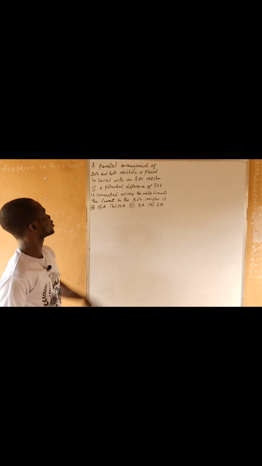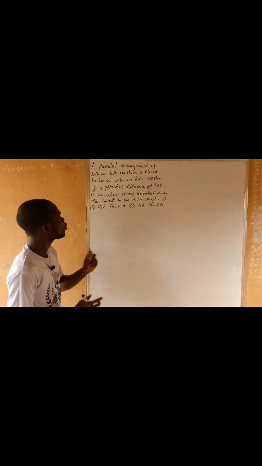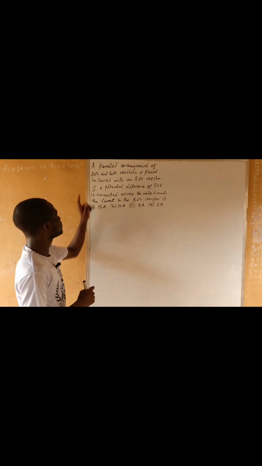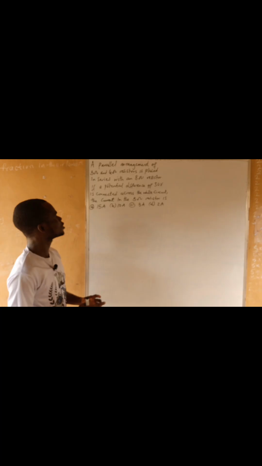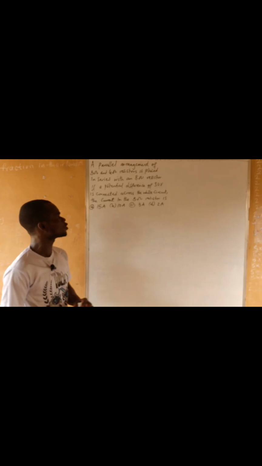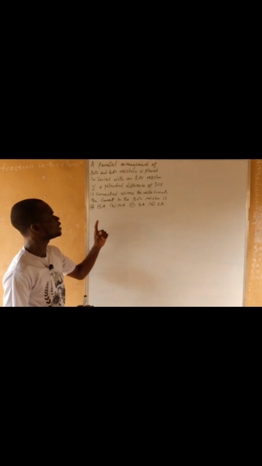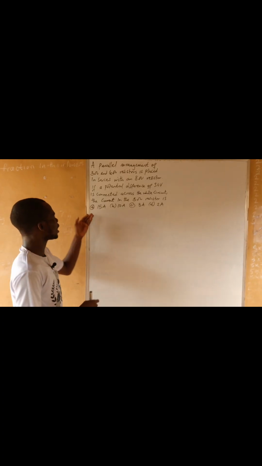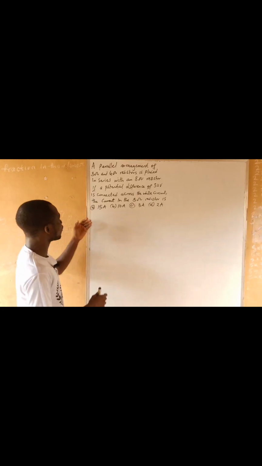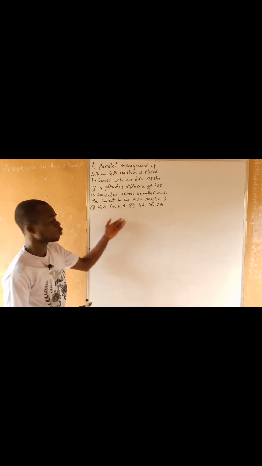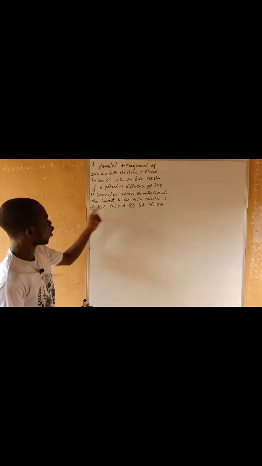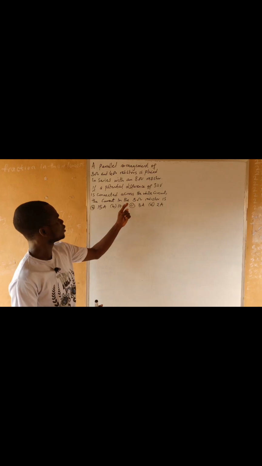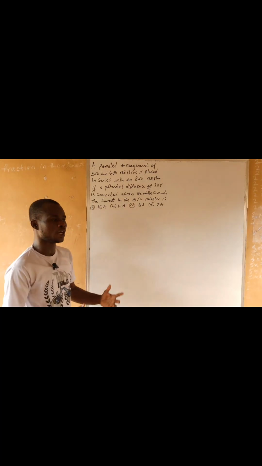Today we are having this question. A parallel arrangement of 3 ohms and 6 ohm resistor is placed in series with an 8 ohms resistor. If a potential difference of 30 volts is connected across the whole circuit, the current in the 3 ohms resistor is... Now these are the options, and these are questions that are meant for JAMB students. Now what do they ask us to find here? They want the current which flows through the 3 ohms resistor.